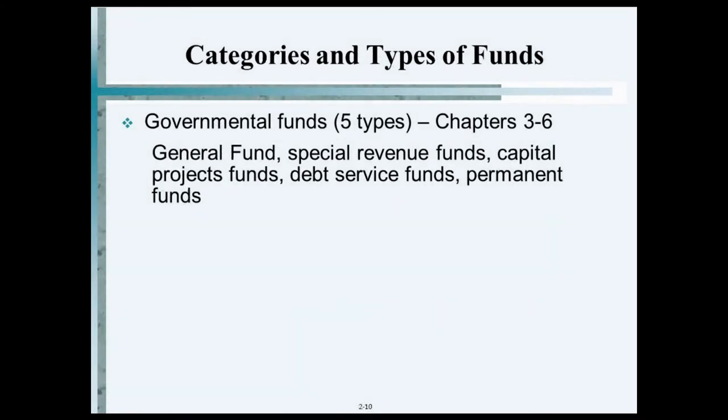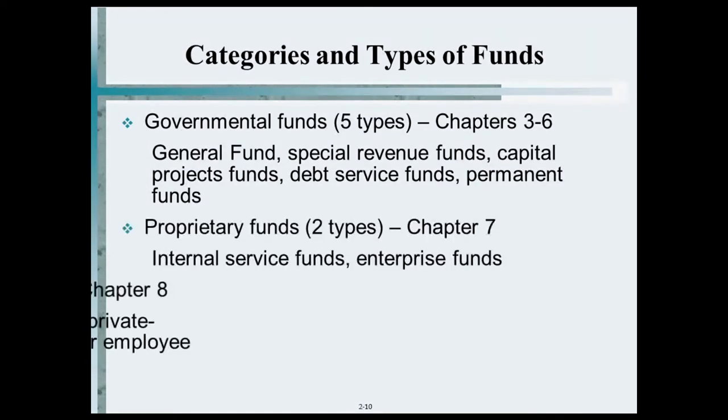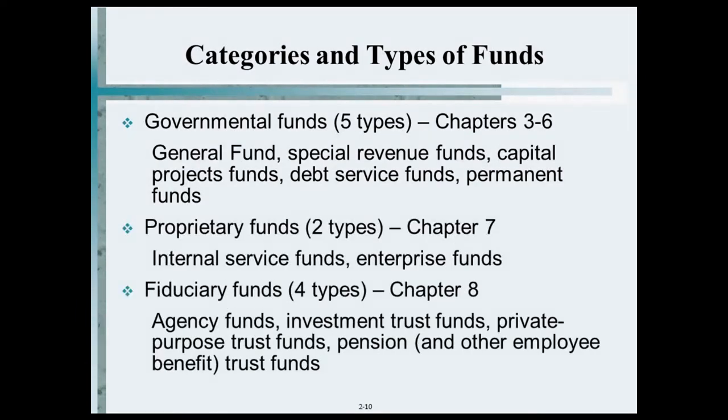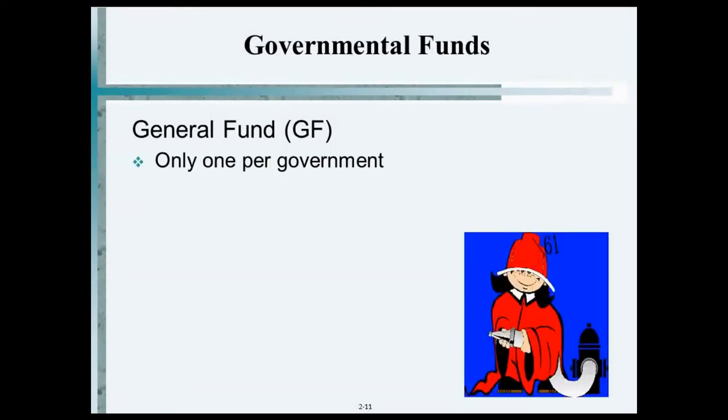And you should know what the different types of governmental funds are. These are the ones for the proprietary funds and then the fiduciary. So you should be aware of all of these 11 funds that exist between the three categories. Any questions so far? Hang in there. We'll get to it. Okay.